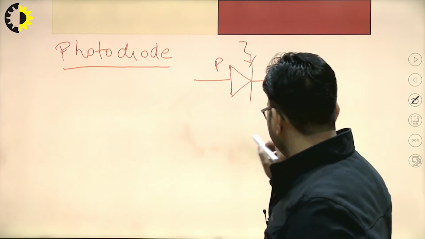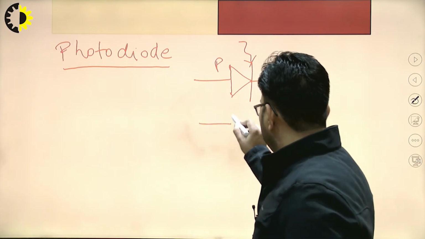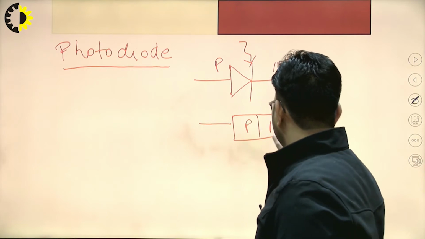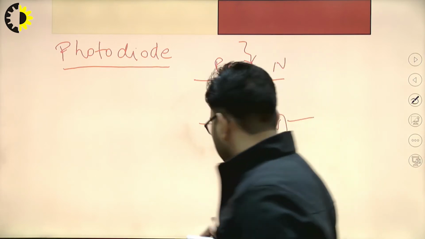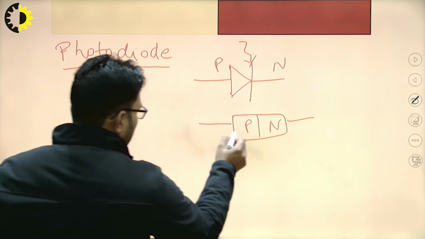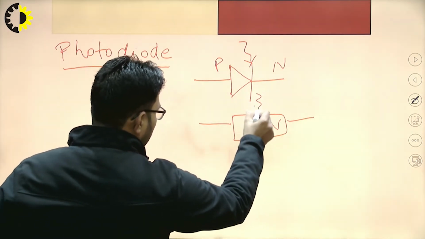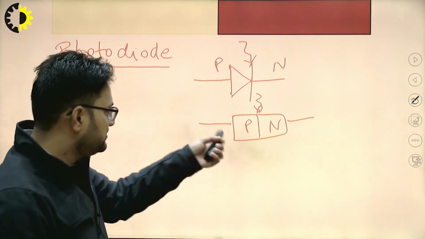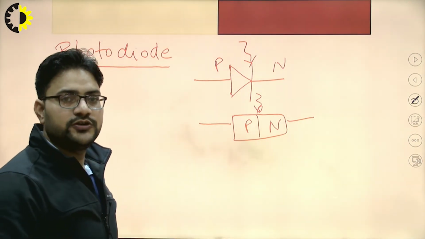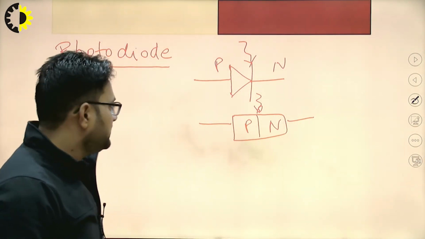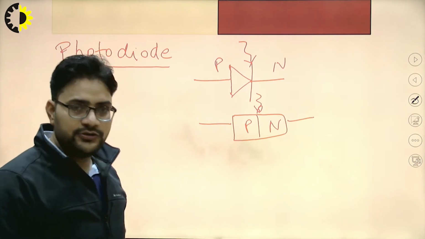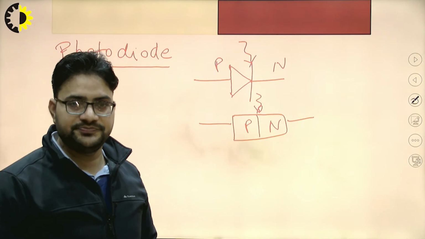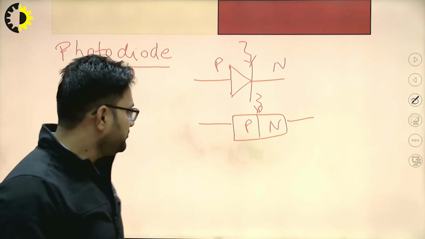Now in this format, we can also represent it this way. This is a PN junction diode and light is introduced at the junction. So this is also a representation for the photodiode, right? This photodiode generally works in the reverse bias condition, right?